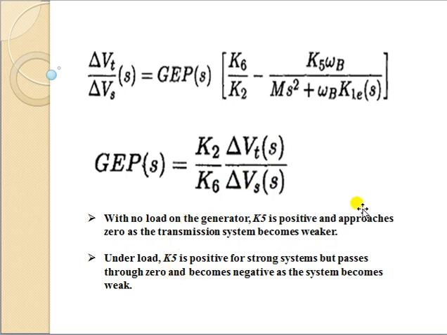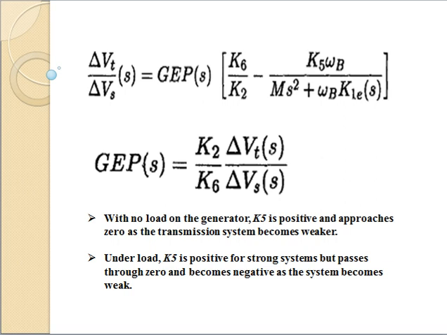So let us comment upon what the value of K5 is. With no load on the generator, K5 is positive and approaches 0 as the transmission system becomes weaker. So for weaker systems, K5 approaches 0. This is typically for no load on the generator, and when the system is under load, K5 is positive for strong systems but passes through 0 and becomes negative as the system becomes weak. So you can neglect K5 here because you can neglect rotor dynamics when you are analyzing the overall excitation system and power system stabilizer functions, and then you can calculate GP of S.